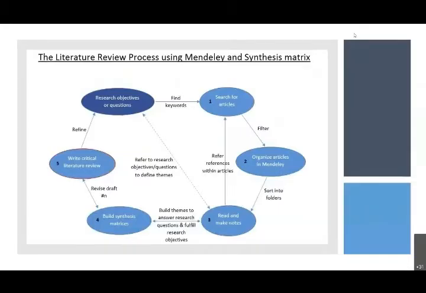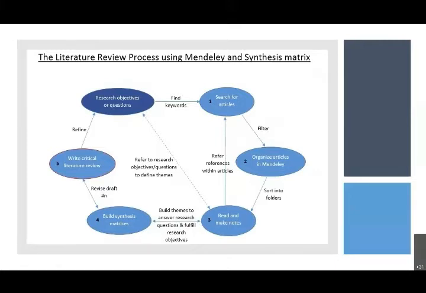So in this class, these are the things we are going to do, by using Mendeley and some other tools. First, you have to organize and search the articles. Before searching for articles, you must have a research objective or question. At least you have some assumptions or some tentative idea. What are the things you want to do?